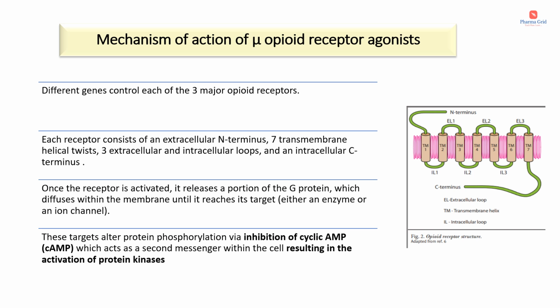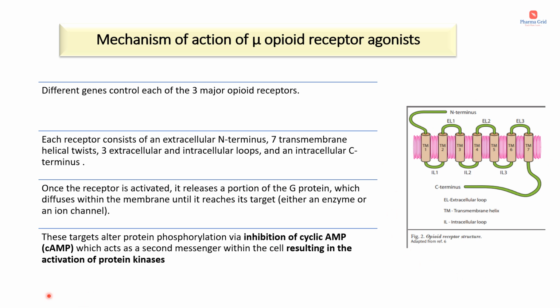Moving on to the mechanism of action of mu opioid receptor agonists. As I have already mentioned, all three opioid receptors are members of the G protein coupled receptor family and inhibit adenyl cyclase. Different genes control each of the three major opioid receptors. Here you can see the structure of an opioid receptor. Each receptor consists of an extracellular N terminus, 7 transmembrane helical twists, 3 extracellular and intracellular loops, and an intracellular C terminus. This is how the opioid receptor looks.